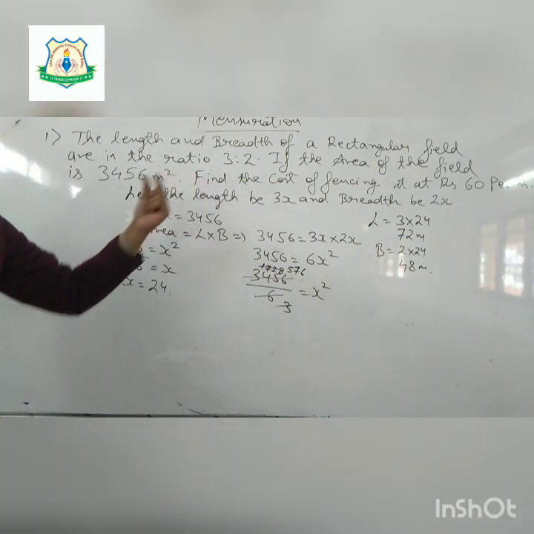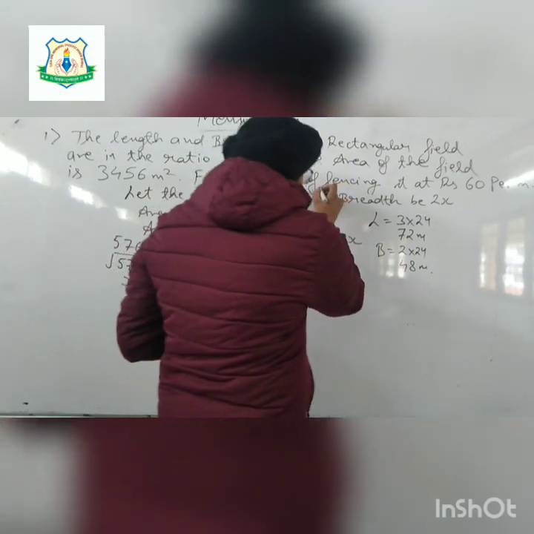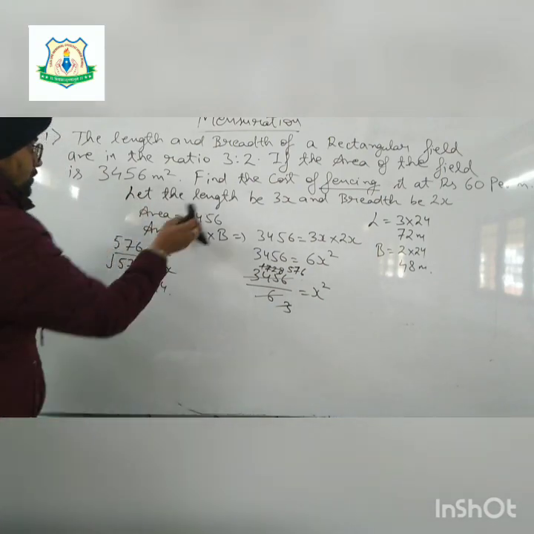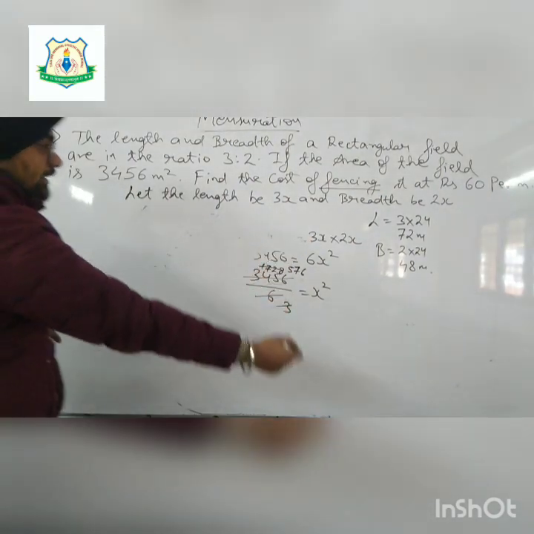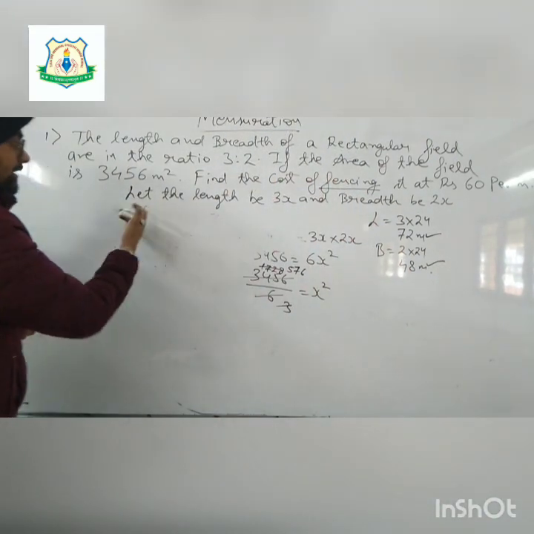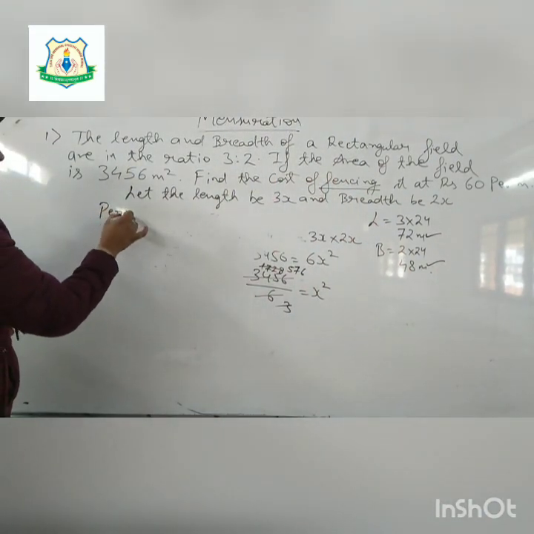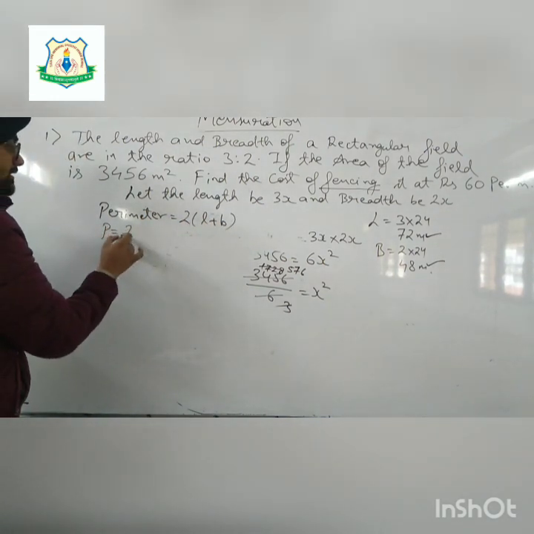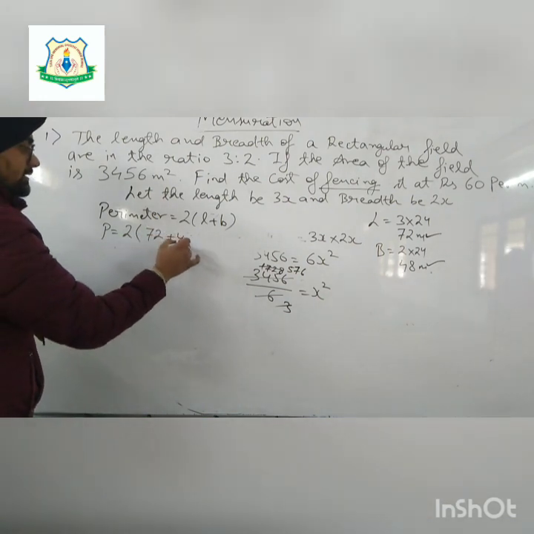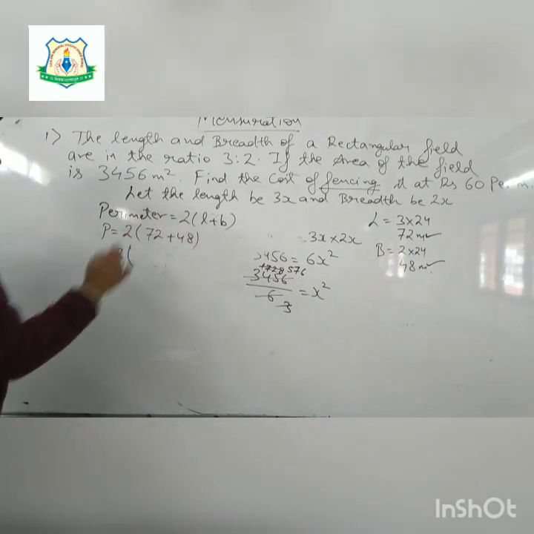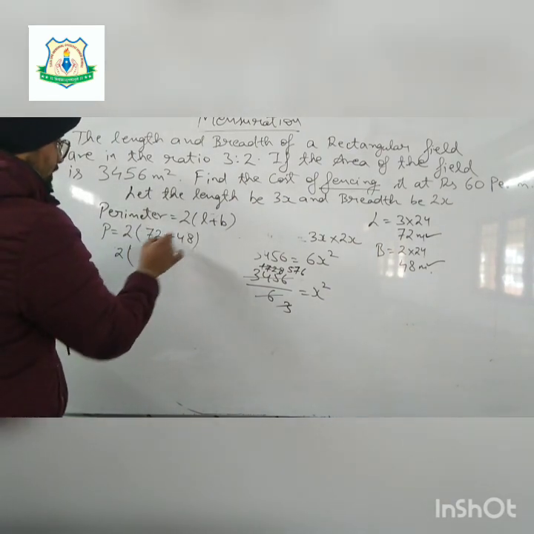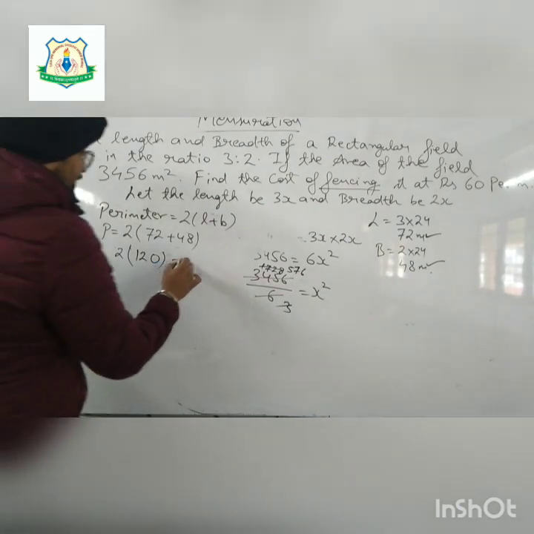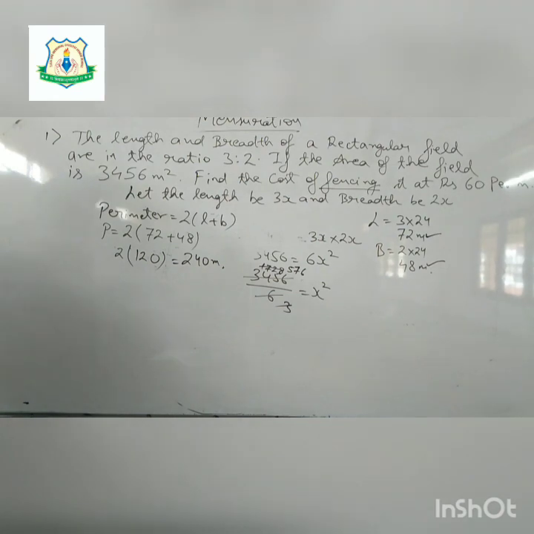Now the question is saying find the cost of fencing. Whenever you are getting the word fencing, it represents your perimeter. You have to calculate the perimeter in that case. Now see here, length we have got 72 and breadth I have got 48. Now we will calculate the perimeter of rectangle. So perimeter of rectangle is 2 into length plus breadth. So perimeter is 2 into 72 plus 48. So 72 plus 48, when we will solve it, it will come 120. And 2 into 120 will be your 240 meter. So this is the perimeter.